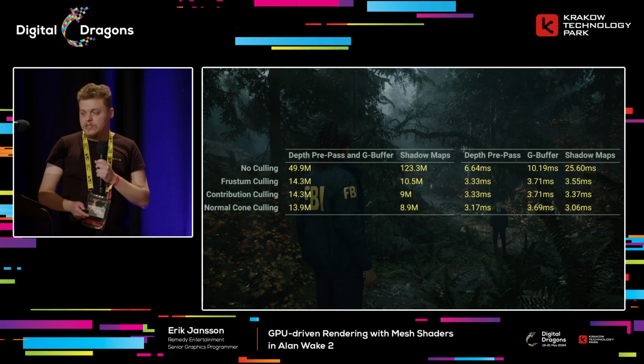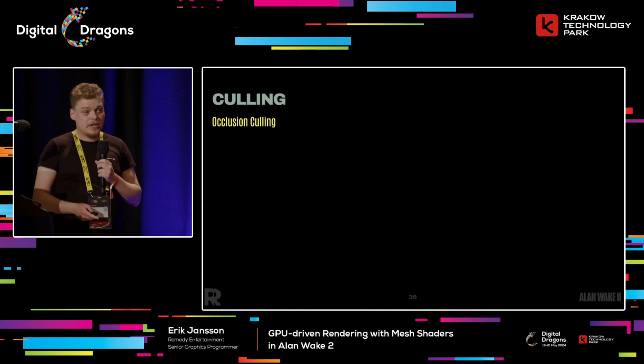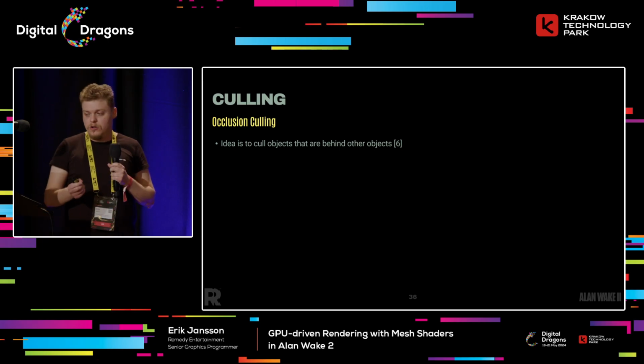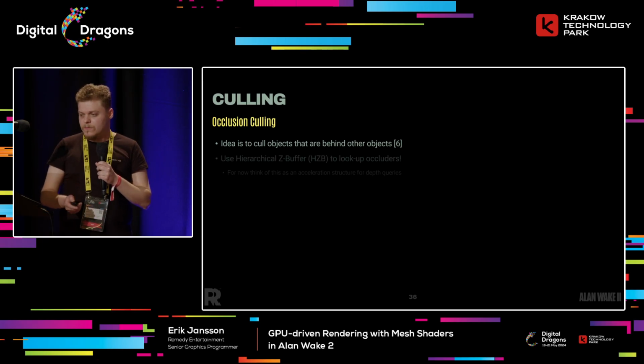That's 0.5 milliseconds faster. And then we come to the holy grail of culling, which is occlusion culling, which is to cull small objects behind other objects. For this, you use something called the hierarchical Z buffer.